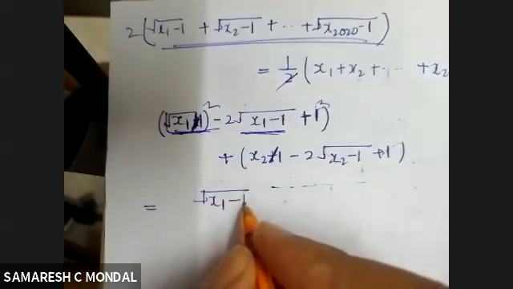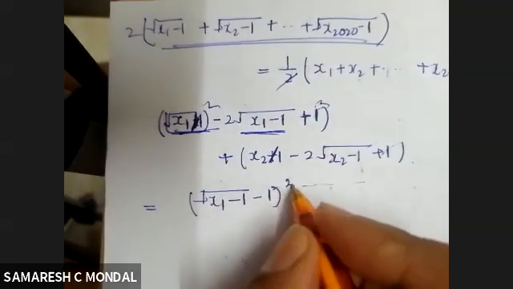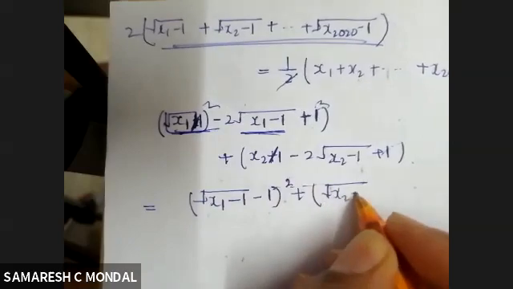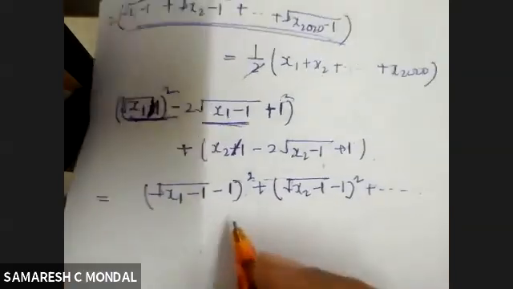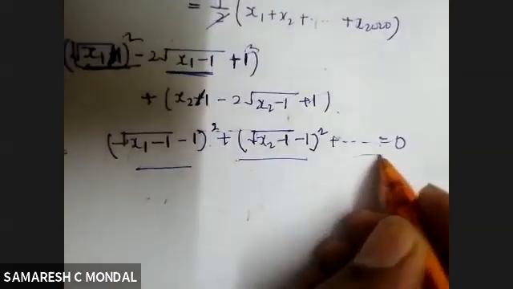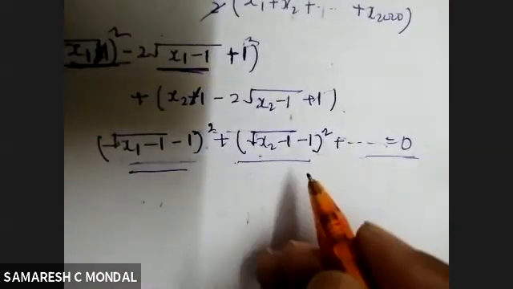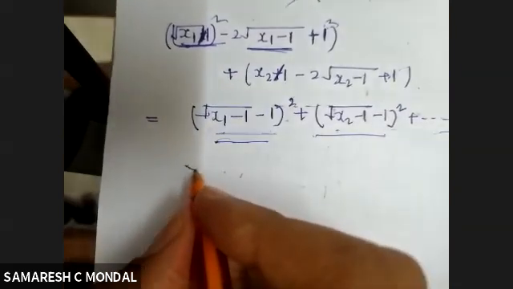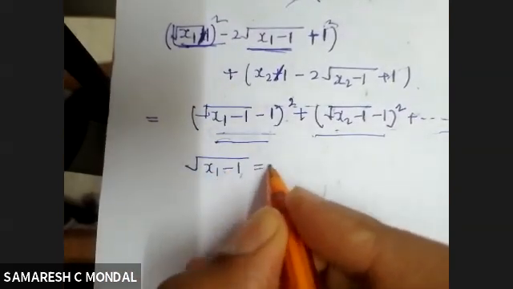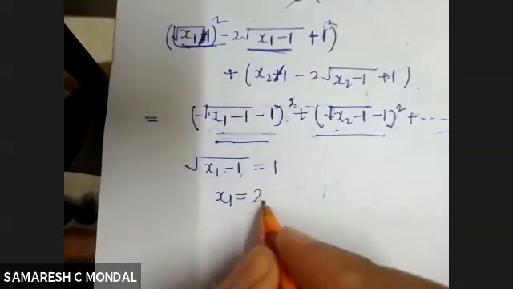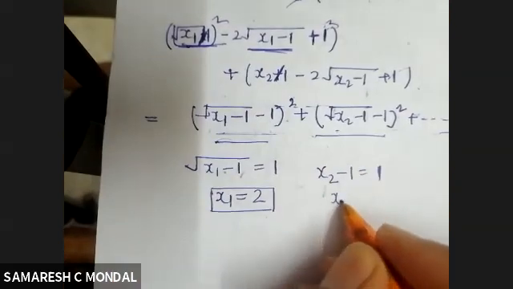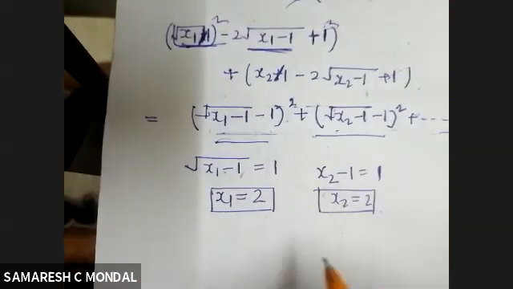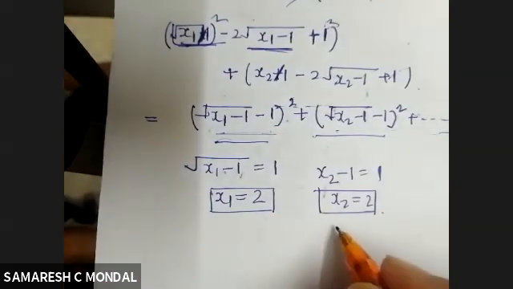So root of x1 minus 1 the whole square plus root of x2 minus 1 the whole square plus dot, dot, dot, and that will be equal to 0. The sum of all non-negative numbers is 0 only when each value is 0. That's correct. So root of x1 minus 1 is equal to 1, x1 is equal to 2. Again, root of x2 minus 1 is equal to 1, so x2 is equal to 2. So each of the values will be 2.